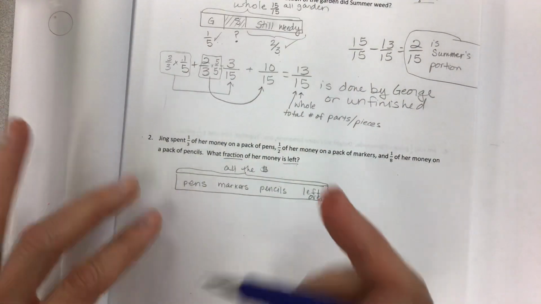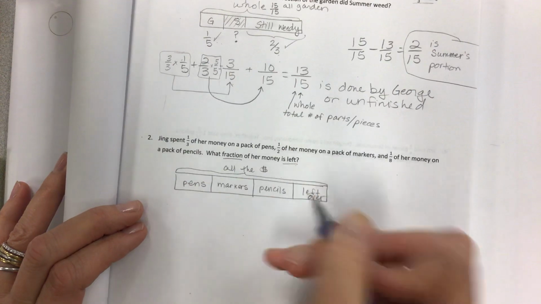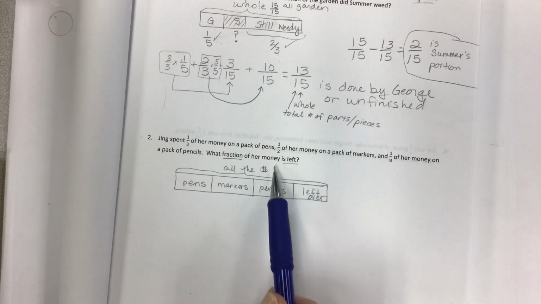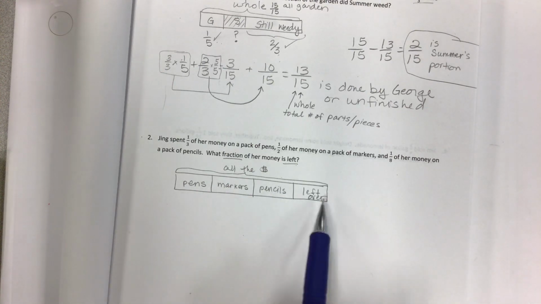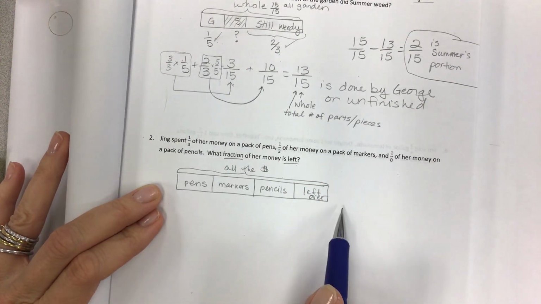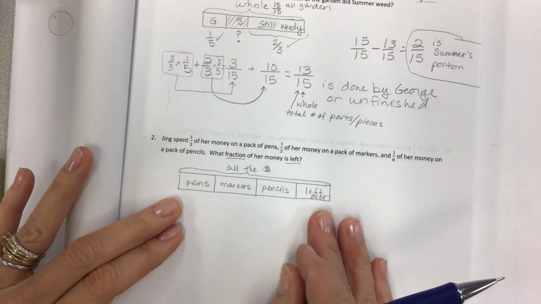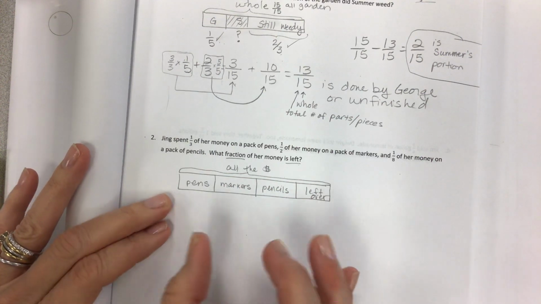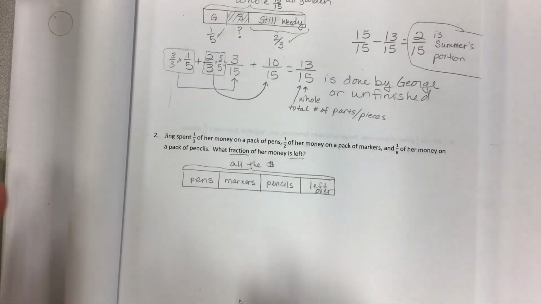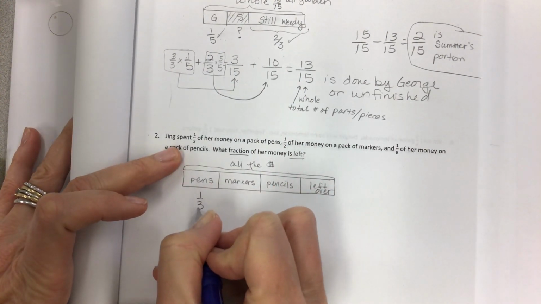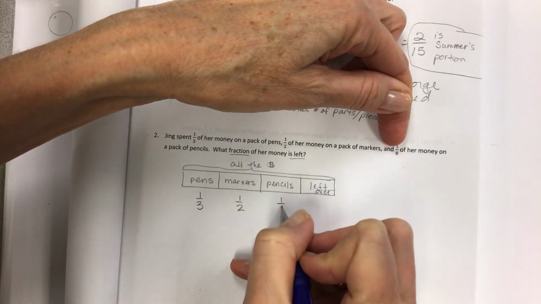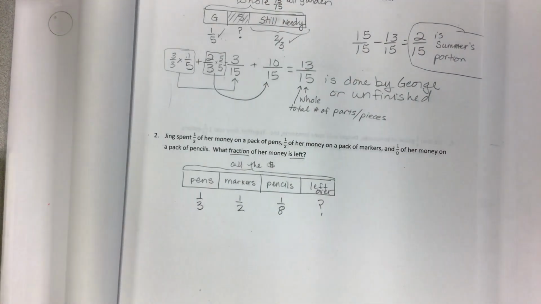Okay, now it doesn't matter that the fraction sizes are not exactly, like this says 1/3, this says 1/2, this says 1/8, and this is unknown. I don't really care. All you need to know is that there are 4 parts. Okay, we're not making an artistic representation of these fraction pieces. We're showing that there are 4 parts to the whole, and that's what's important here. Now let's assign our fractions. Pens are 1/3, markers are 1/2, pencils are 1/8, and this is unknown.